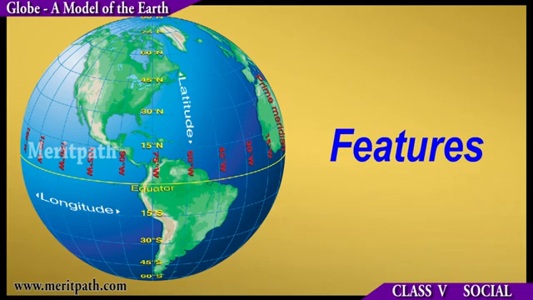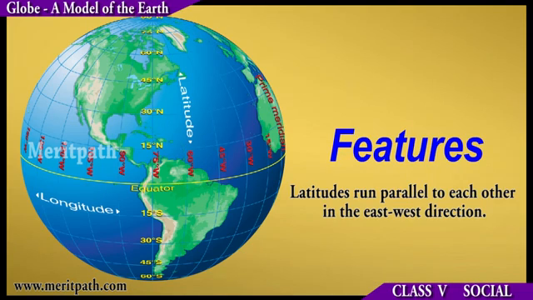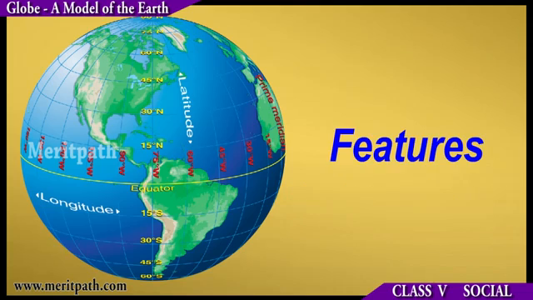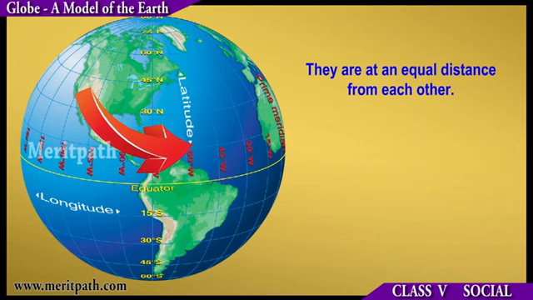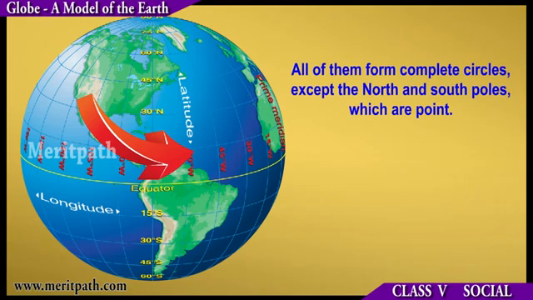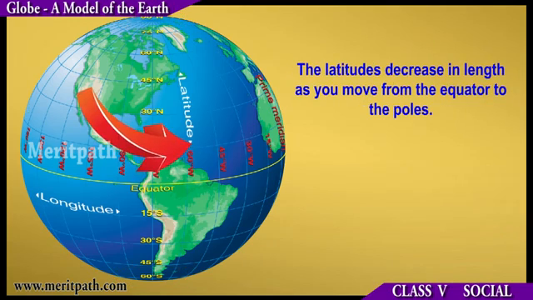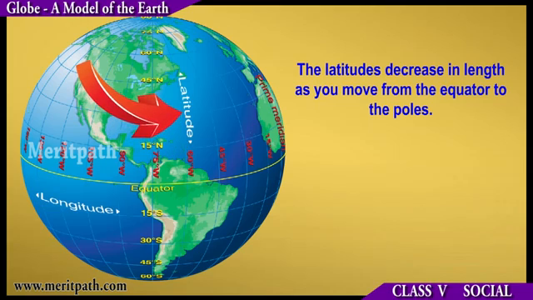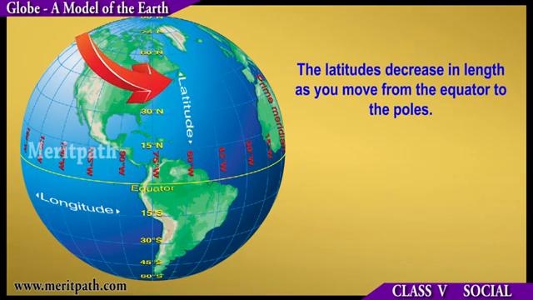Features. Latitudes run parallel to each other in the east-west direction. They are at an equal distance from each other. All of them form complete circles except the North and South Poles, which are points. The latitudes decrease in length as you move from the equator to the poles.